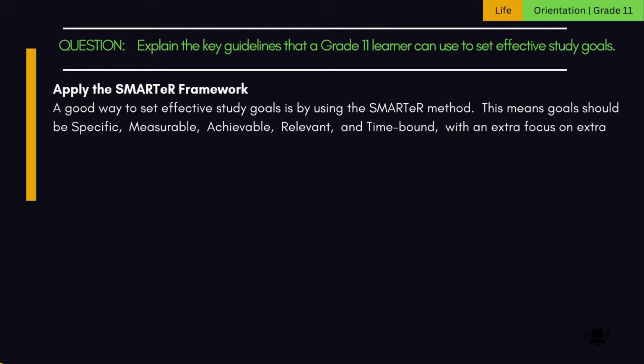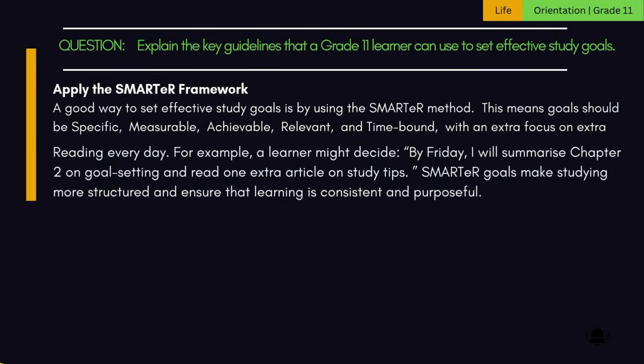2. Apply the SMARTer framework. A good way to set effective study goals is by using the SMARTer method. This means goals should be specific, measurable, achievable, relevant, and time-bound, with an extra focus on extra reading every day. For example, a learner might decide, "By Friday, I will summarize Chapter 2 on goal setting and read one extra article on study tips." SMARTer goals make studying more structured and ensure that learning is consistent and purposeful.